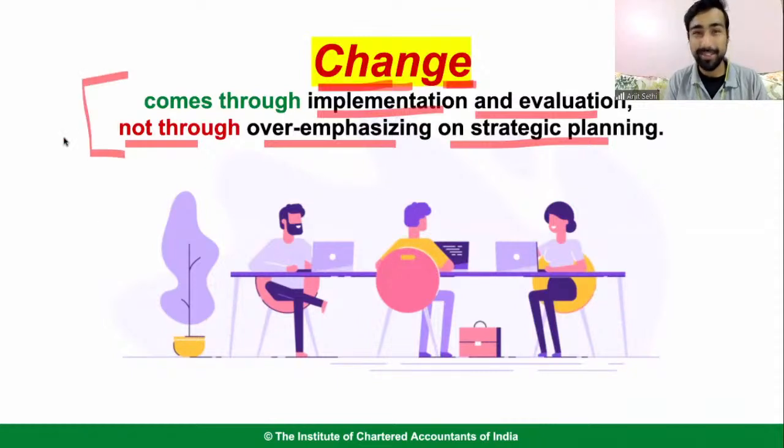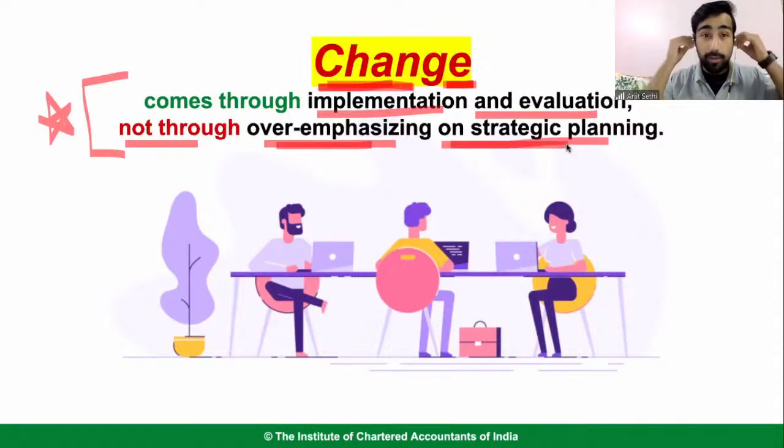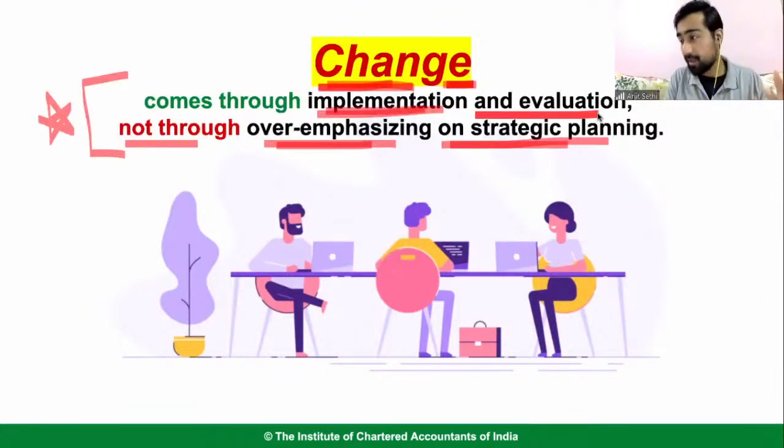ये तो हम सबके साथ होता है, right? This is what we all do. Overthinking से change नहीं आता. It comes through actions and evaluation. You will never be able to change things by overthinking, by overemphasizing on planning. Change will come through implementation. Change will come through evaluation. It is not going to come through overthinking and over planning. It is always going to come through implementation and evaluation, right?